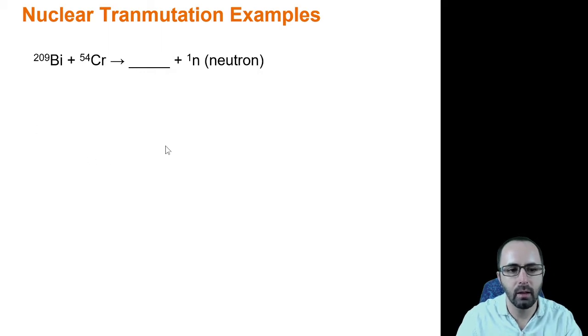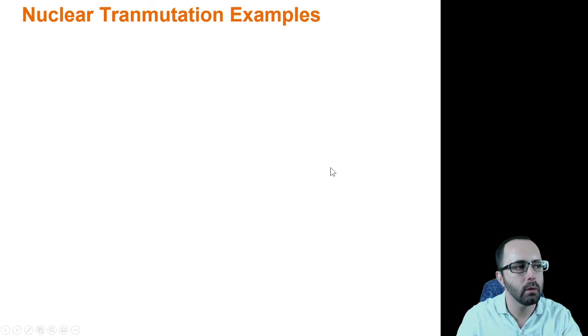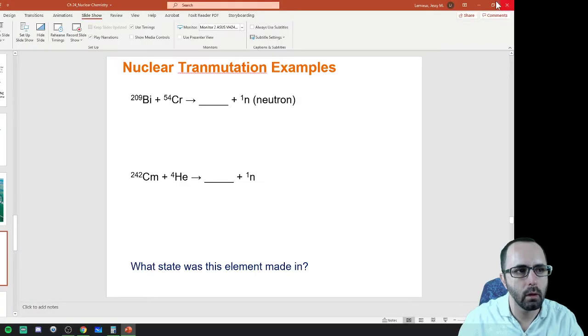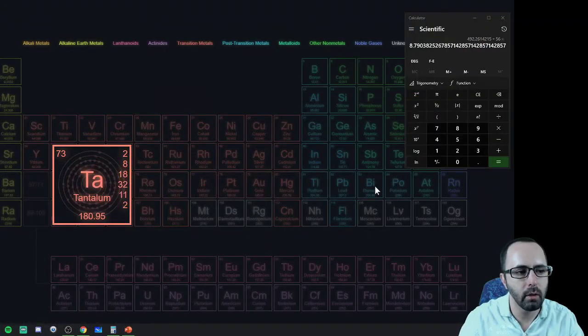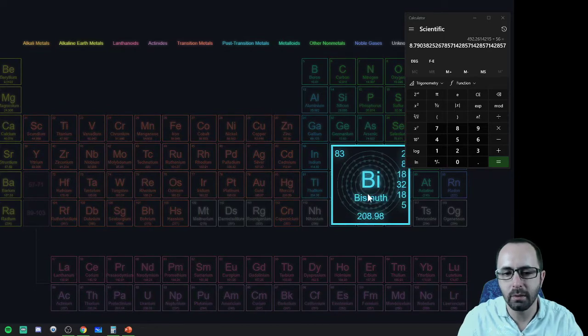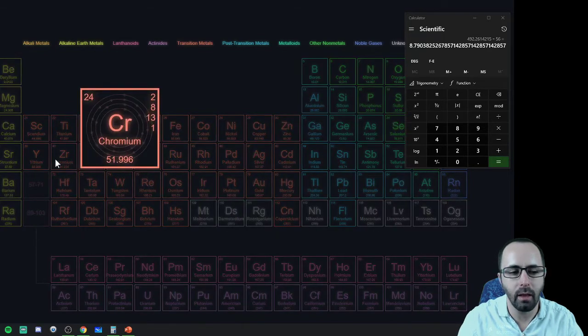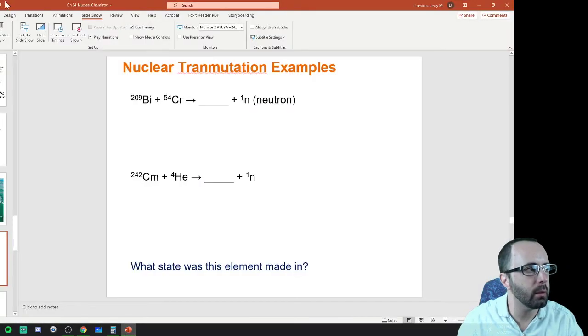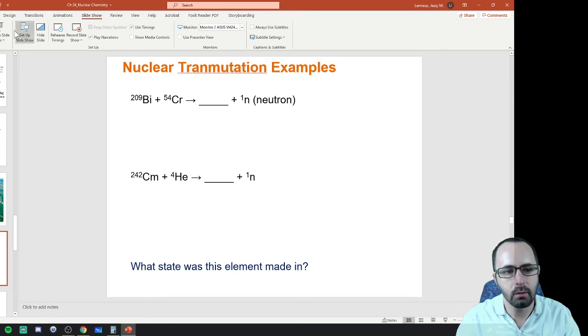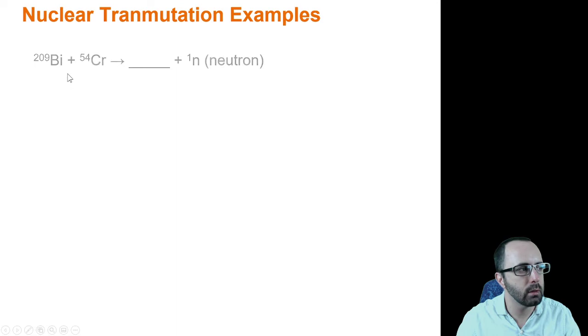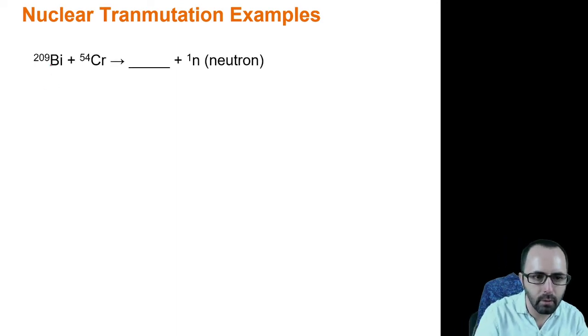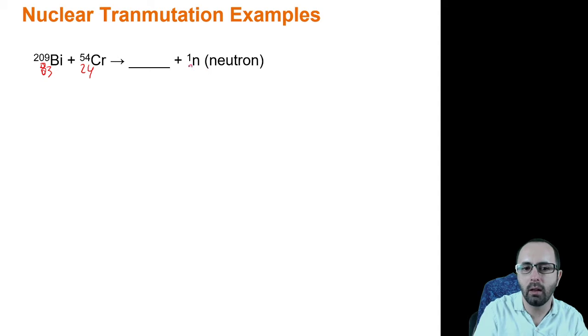So let's go ahead and try to find the atomic numbers here for bismuth and chromium. We'll need them. And so we'll look for bismuth here. Bismuth is element 83. And chromium is element 24. So let's write those in. This is element 83. Chromium is element 24. And a neutron has 0 charge.